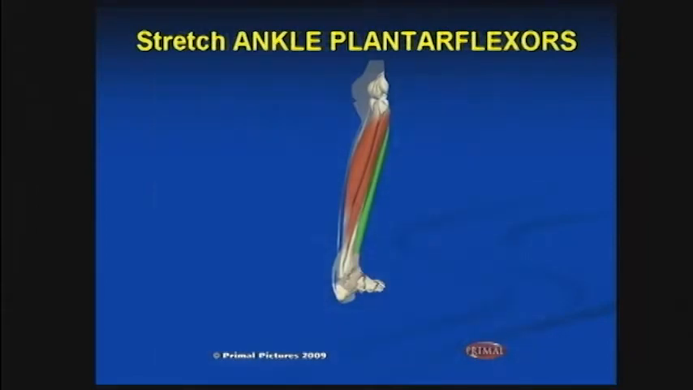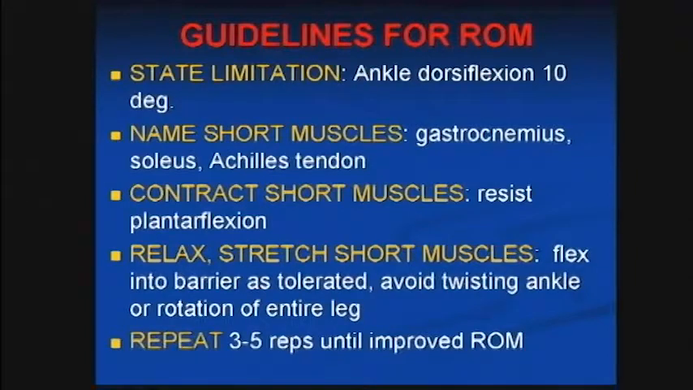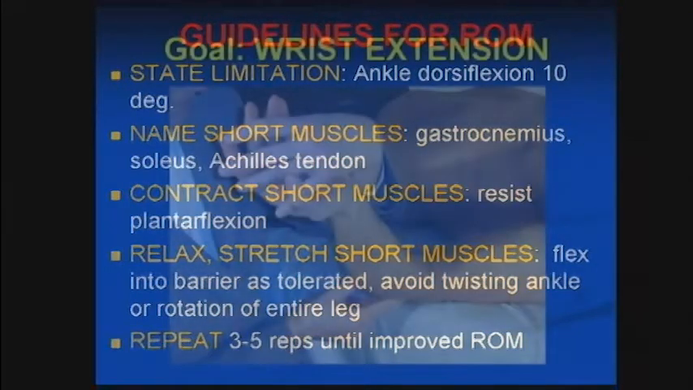There's a little close-up of that gastroc in red there, coming down from the knee to the ankle, crossing two joints. Review that anatomy. It makes you sharp. It makes you quick. So same guidelines this time for ankle dorsiflexion. So same thing. How about at the wrist?